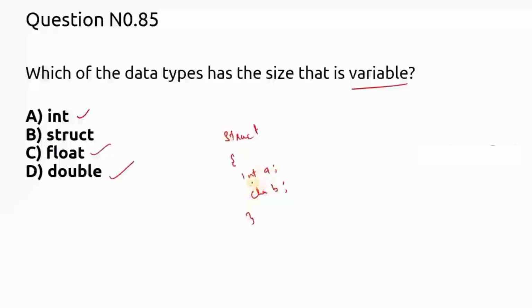So let us suppose if I write struct like this, for integer if I take 2 bytes, 2 plus here 1, totally 3 bytes are required. Now if I write here a, c, then 2 plus 2 is 4, plus 1 is 5 bytes required. Like this it will change according to what variables you are taking in your struct. That is what happens, that's why answer B is the correct answer.